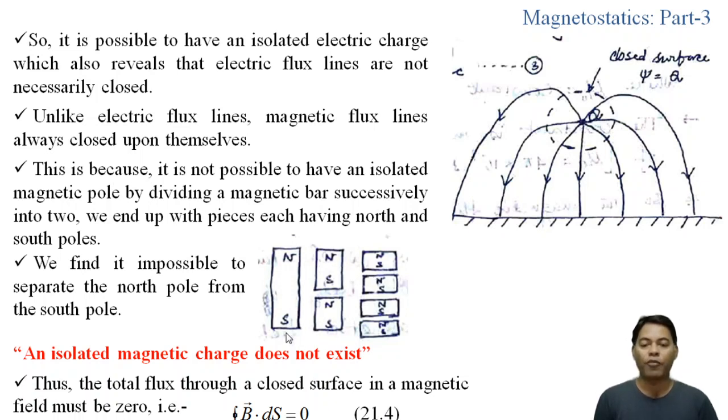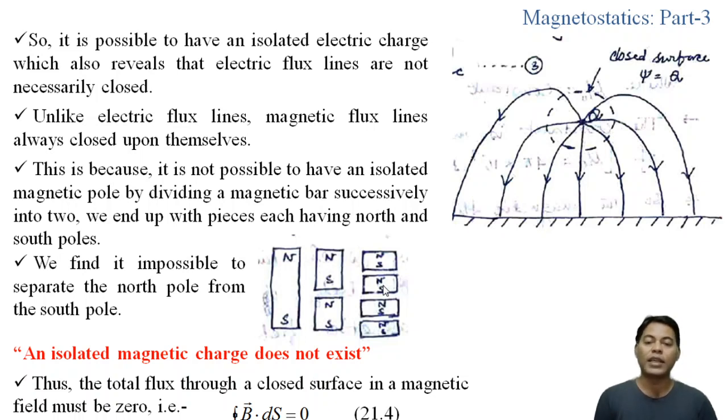Suppose we have a bar magnet and we divide this bar into two pieces. If we divide this bar magnet into two pieces, we have a south pole and a north pole in each of these two pieces. If we further divide these two pieces of the magnetic bar, again we will have a north pole and south pole in each of the bars.